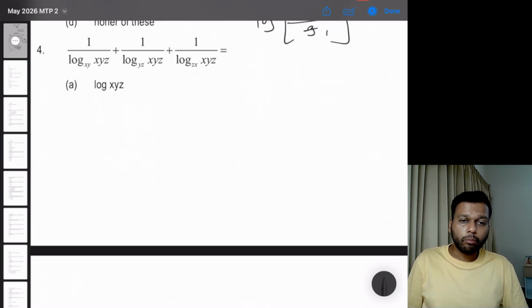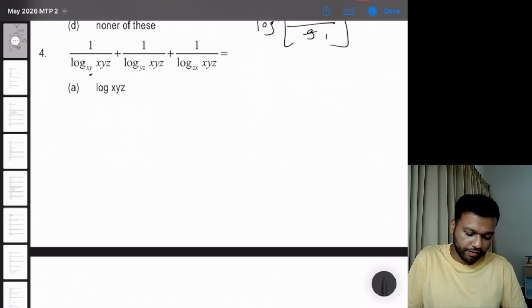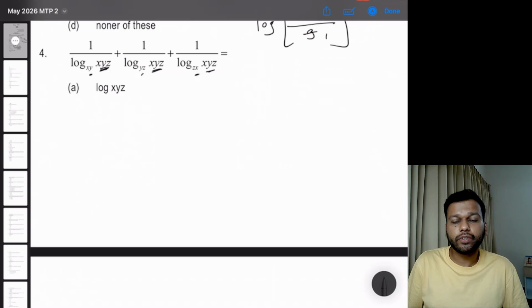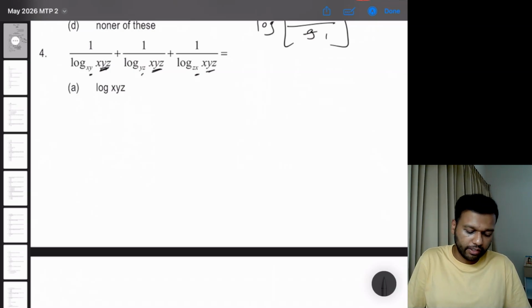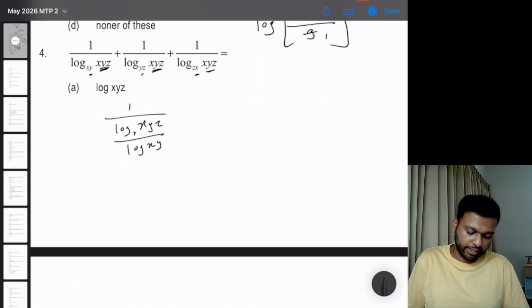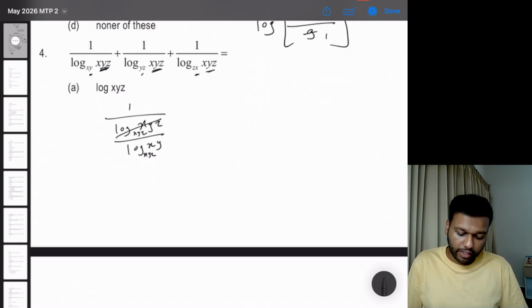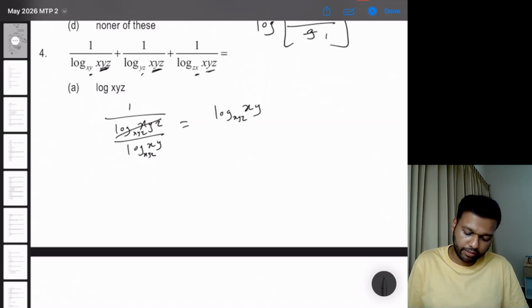So whenever you see a complicated question where base is different, the first thing to do is change the base. Now we can observe that here everywhere it is xyz. So we can just change the base to xyz. So if you think about first term, it will be 1 upon log of xyz divided by log of xy. Let's say both to the base xyz. Okay. Log xyz to base xyz is what? 1. That means this is just log of xy to the base xyz.